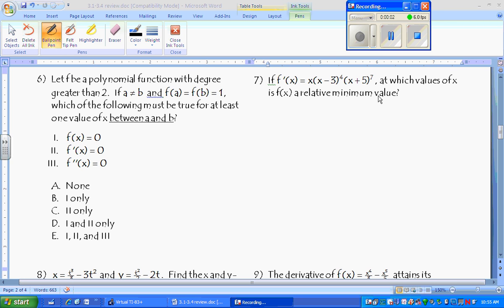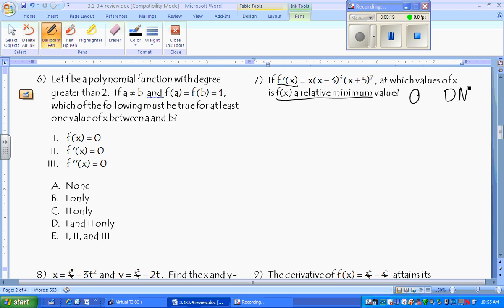Well, what our question is asking is when f of x is a relative minimum. So the way we're going to find that, we're going to have to find the local maximums and minimums, which means that the derivative has to be either 0 or does not exist. Our formula for the derivative, which they so kindly gave us, doesn't have a denominator, so we're never going to come up with does not exist, which means we have to set it equal to 0. So 0 equals x times (x minus 3) to the 4th times (x plus 5) to the 7th.